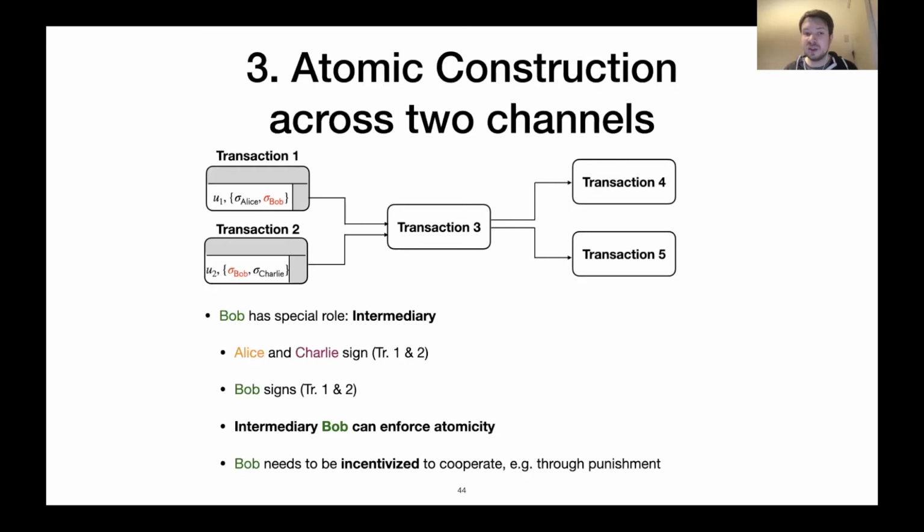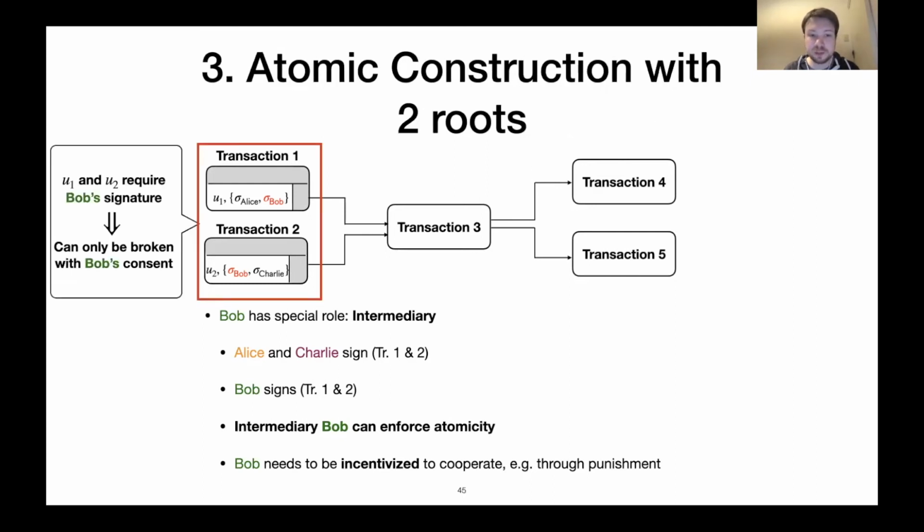We can extend this to create transactions 1 to 5 atomically. We do this in the following way. We set up transactions 1 and 2 such that both transactions contain reference UTXOs that require Bob's signature within their witnesses. Now, Bob can act as intermediary for this construction and enforce that all 5 transactions are constructed atomically.